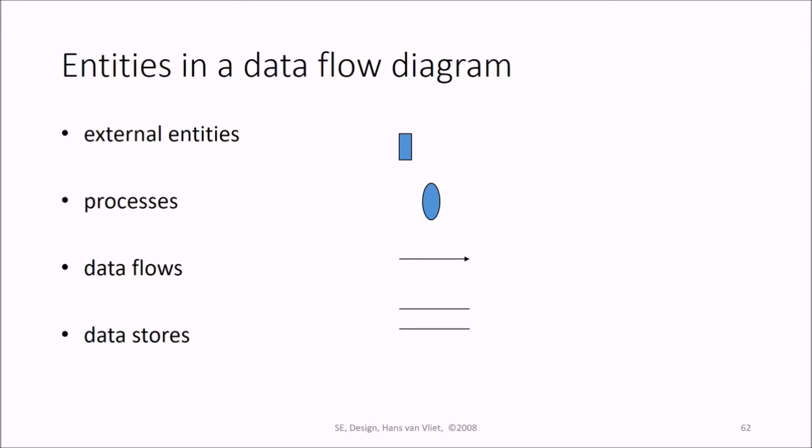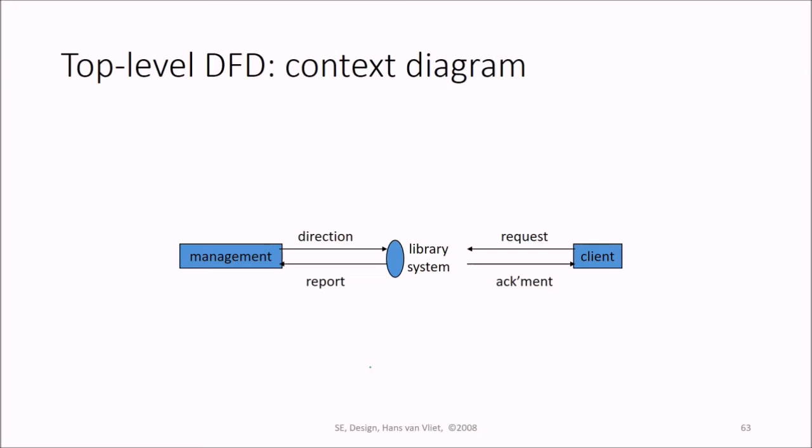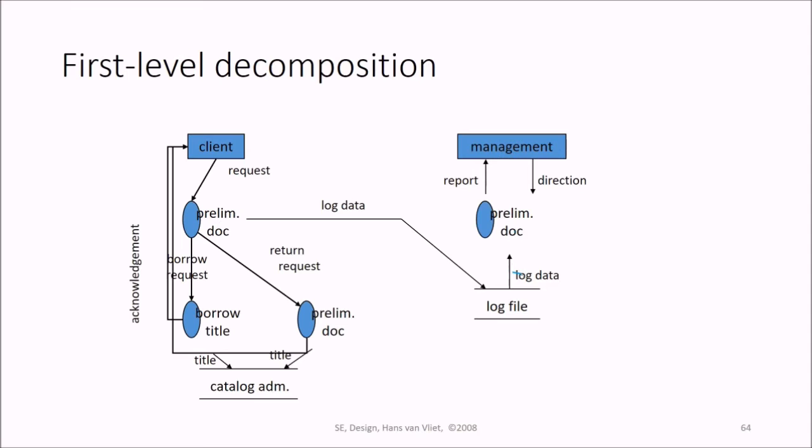These are the entities in data flow diagrams. The external entities are represented by this notation. These are the process, data flow, and data stores. The top level DFD, or zero-level DFD, is called the context diagram. In the context diagram, for example, there is a library system, with management and a client. The client makes a request and gets an acknowledgement, while the management gives direction and the library system reports to the management. So this is the simplest level DFD, called a context diagram.